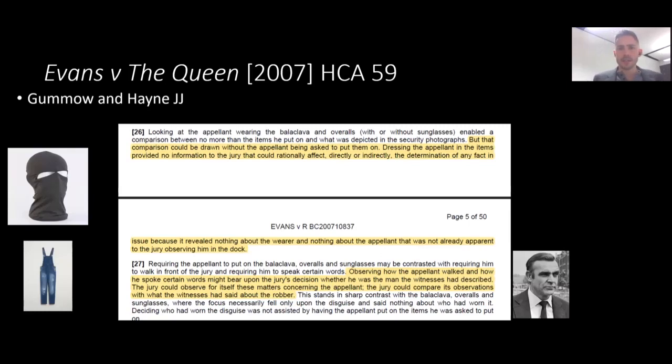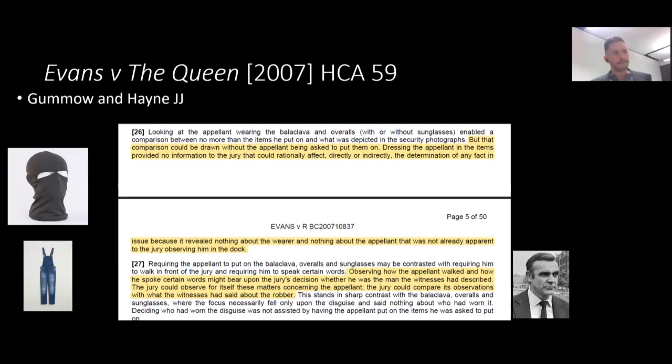The decision of Justice Gummow and Hayne, I find to be a challenging one to understand. They say that the clothes are irrelevant. Dressing the appellant in the items provided no information that could rationally affect, directly or indirectly, the determination of the fact in issue, nothing more than the jury could glean from observing him and the clothes.